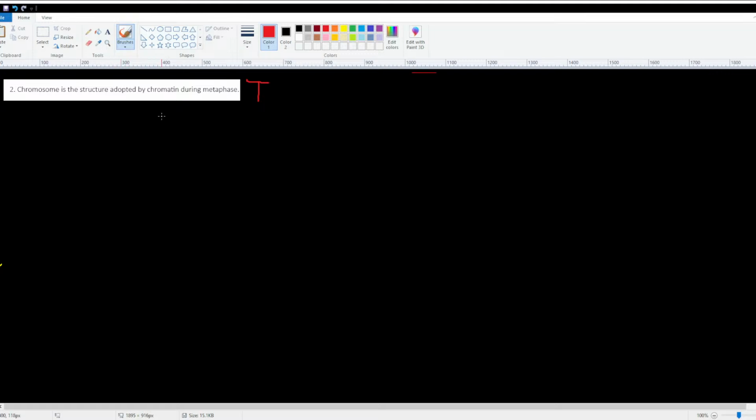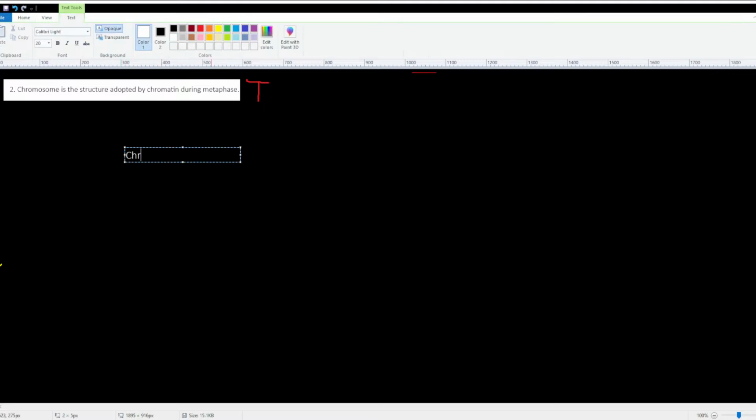So basically, chromatin. I don't know why the font's like this. It looks so weird, doesn't it? Okay, let's just go for good old Times New Roman. Yep. Okay. And let's make it a little bigger too.